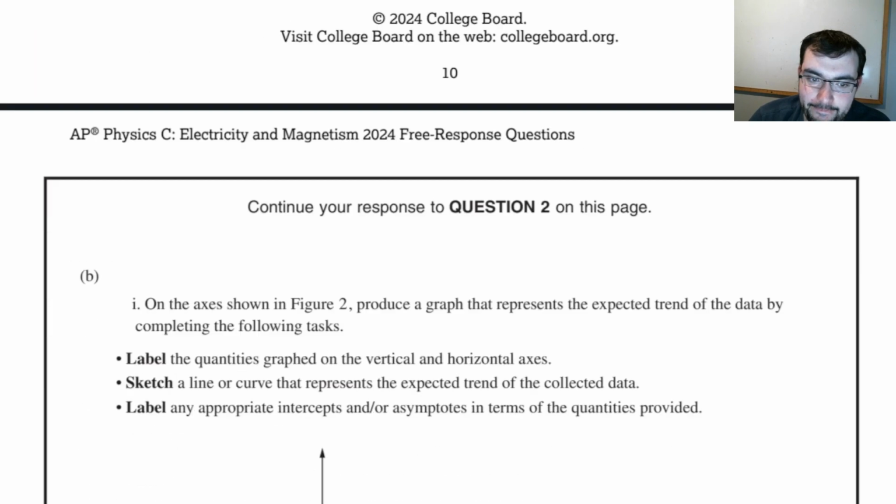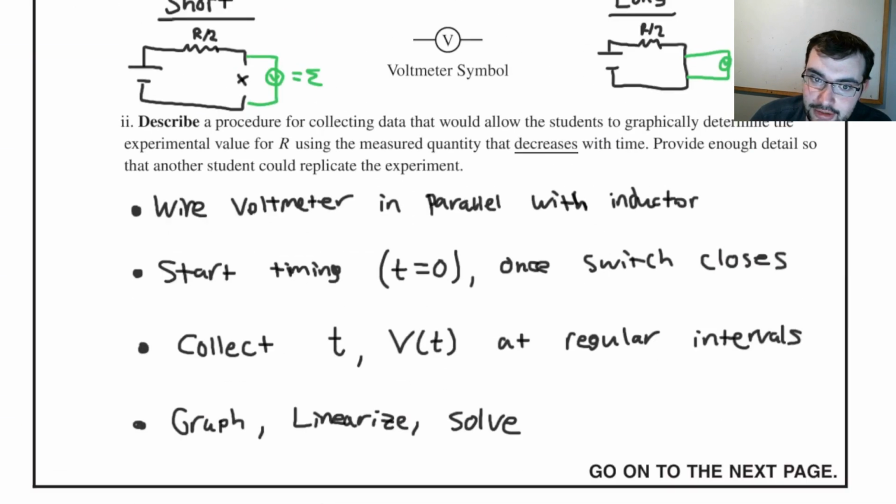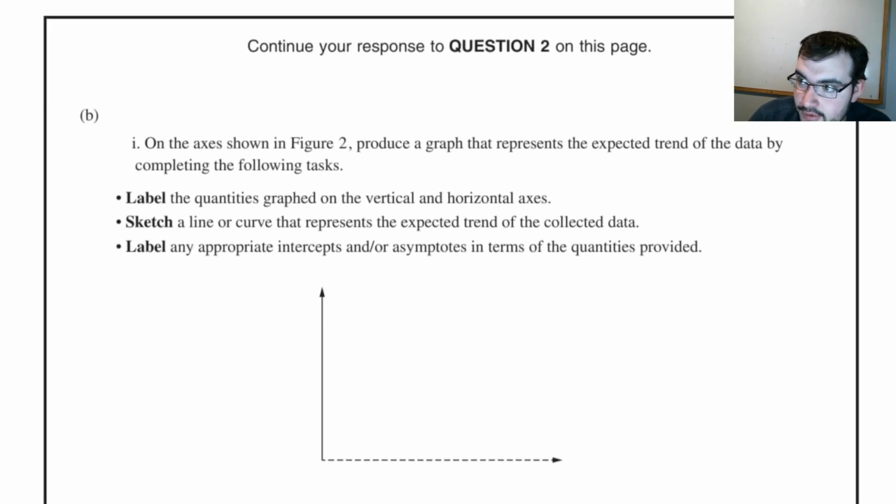So now we're going to graph what we expect to get. On the axes shown in figure 2, produce a graph that represents the expected trend of the data. Label the quantities graphed on the vertical and horizontal axis. Okay, so we're going to call this V sub L. So we are graphing the voltage across the inductor, V sub L, as a function of time. Then we're graphing a line or curve that's the expected trend of our data.